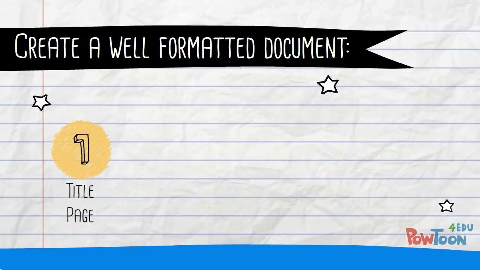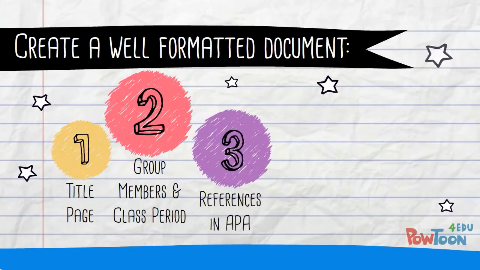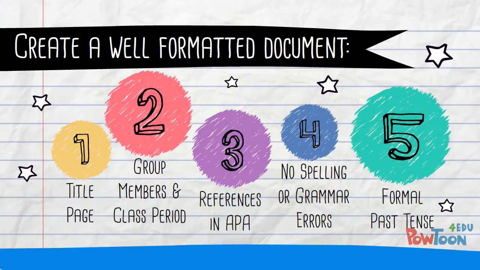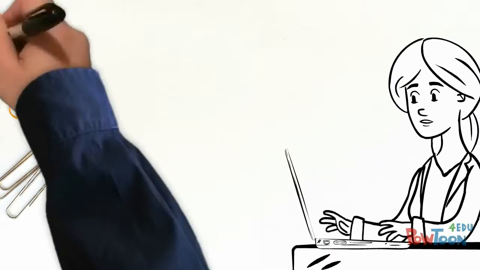Include a title page with the title of the project, group members' names, and class periods. You should also include references that you use to analyze data and draw conclusions in APA format. This document will be typed with no spelling or grammatical errors. Use formal past tense. Start your document with the cover page, then use headings for each section.